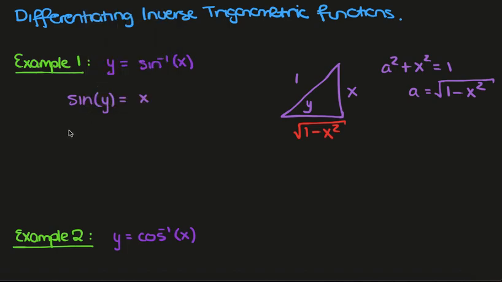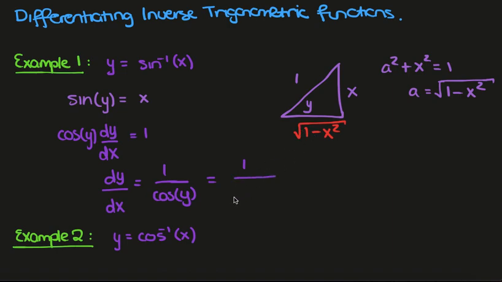That tells us that if I use implicit differentiation, I will have cos y dy dx is equal to 1, but then that says that dy dx is 1 over cos y, but cos y is adjacent over hypotenuse, so the adjacent is the square root of 1 minus x squared over 1, but that is just this. So that's exactly how we differentiate arcsin of x.